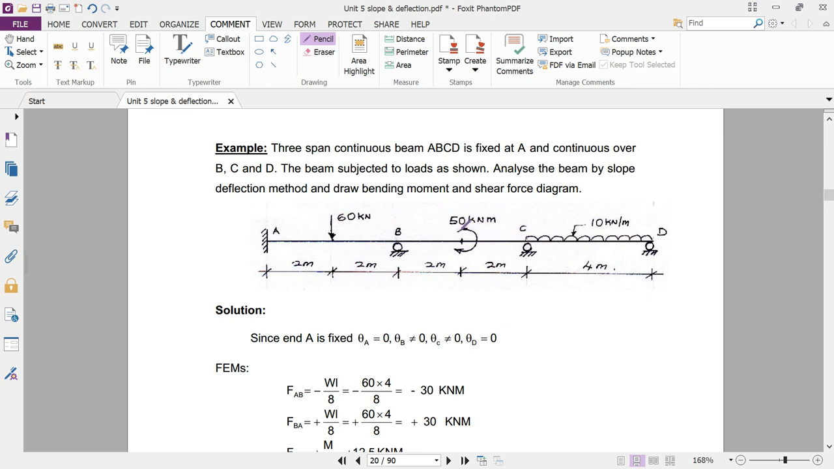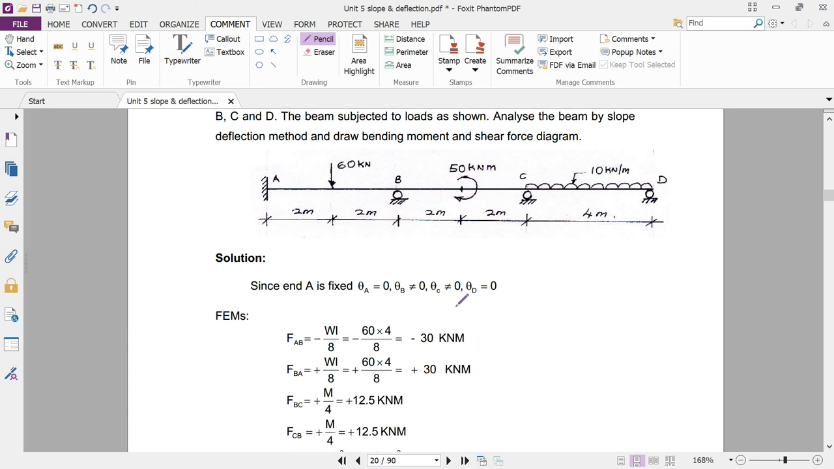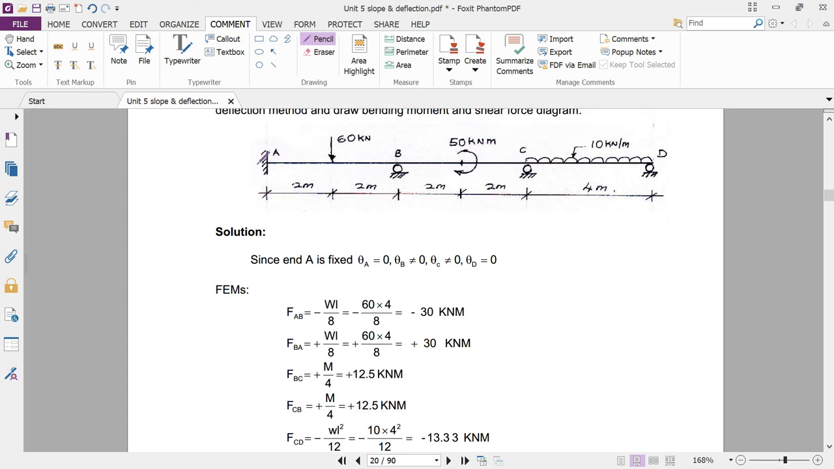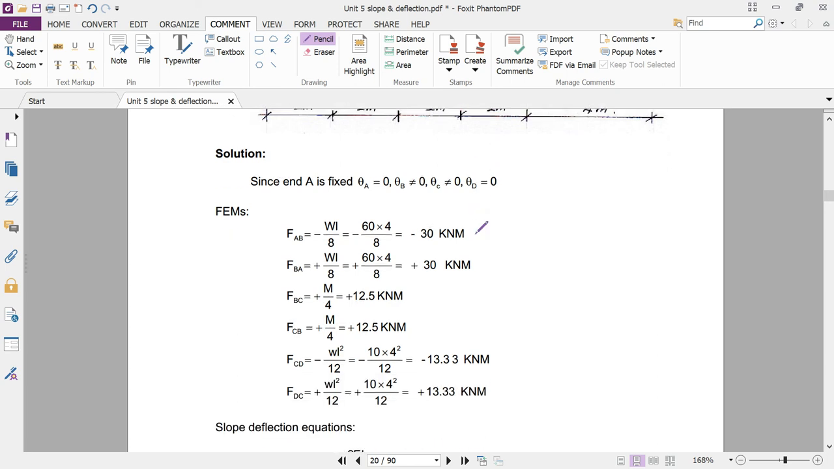Now here the effect of this 50 kilonewton-meter clockwise moment is there on span BC. Let us see how the effect of this 50 kilonewton-meter is incorporated in our calculations. We know A is fixed, therefore the effect there is 0. We are only interested in calculating theta B, theta C and theta D. That means we have to identify and calculate 3 unknowns.